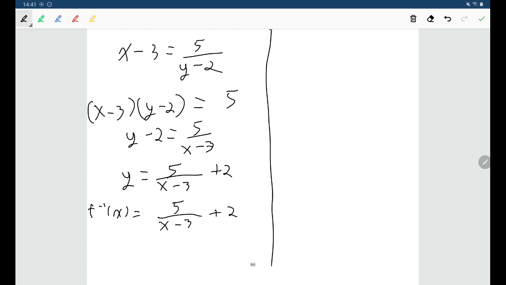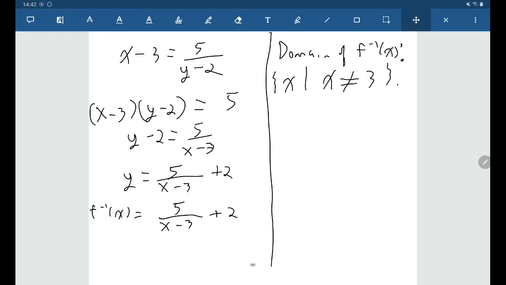And the domain of f inverse is not hard to find. So the domain of f inverse would be any of the values of x that we can put in validly into that function. And you could put anything in except for the excluded value of 3. So I would say my domain for f inverse would be everything except for 3.